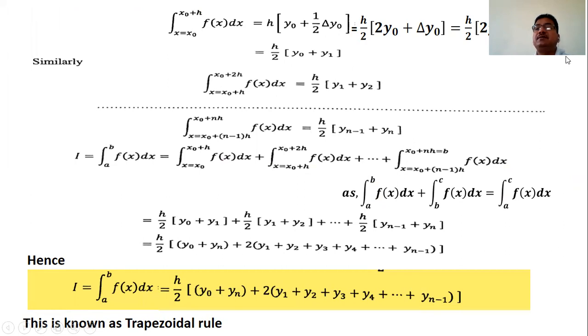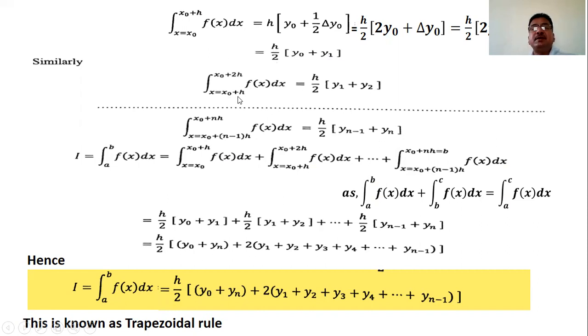y naught plus y1. The value of delta y naught is y1 minus y naught, and so 2 y naught minus y naught is y naught plus y1. Okay, and therefore we have the value of the integration from x naught to x naught plus h as h by 2 times y naught plus y1. Then take the next interval.